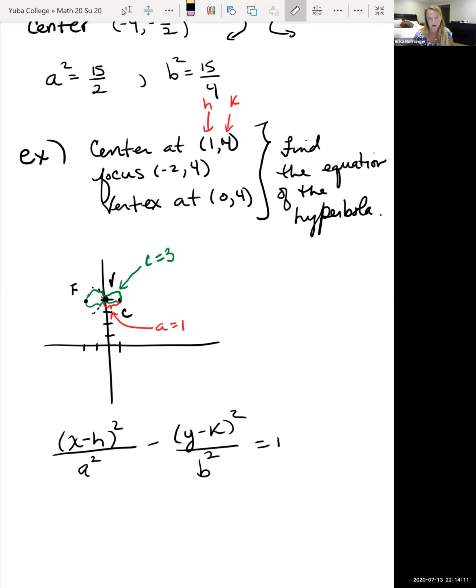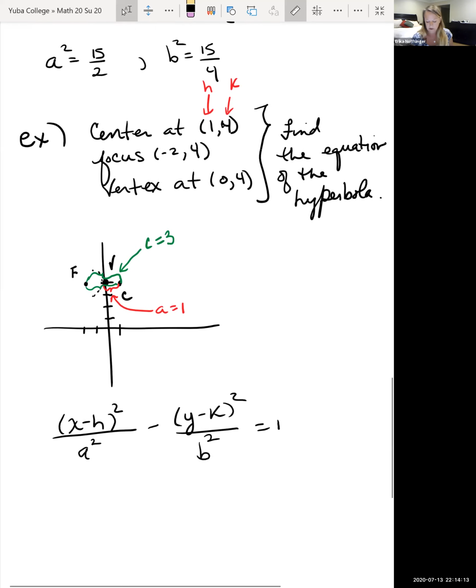And then I can figure out what b squared is. And this is probably why they say b squared equals c squared minus a squared, so we don't have to go in there and rewrite it. But basically, if we know c squared equals a squared plus b squared, so b squared is equal to a squared.